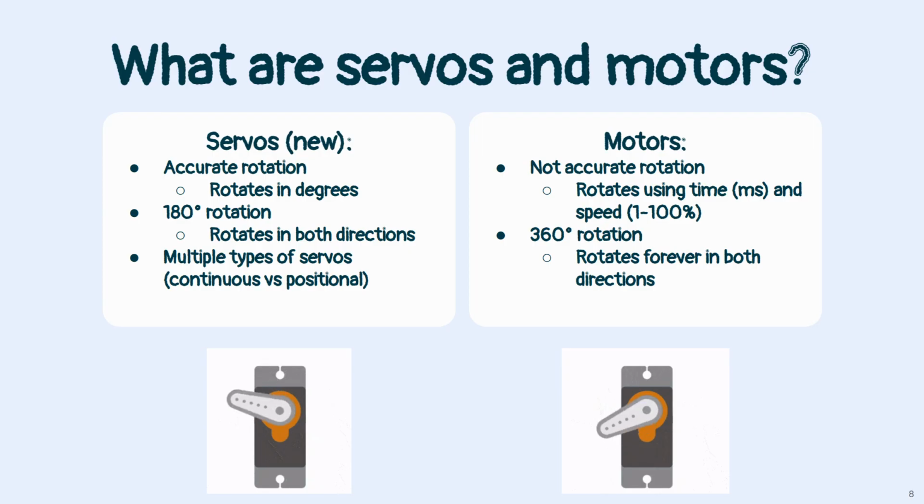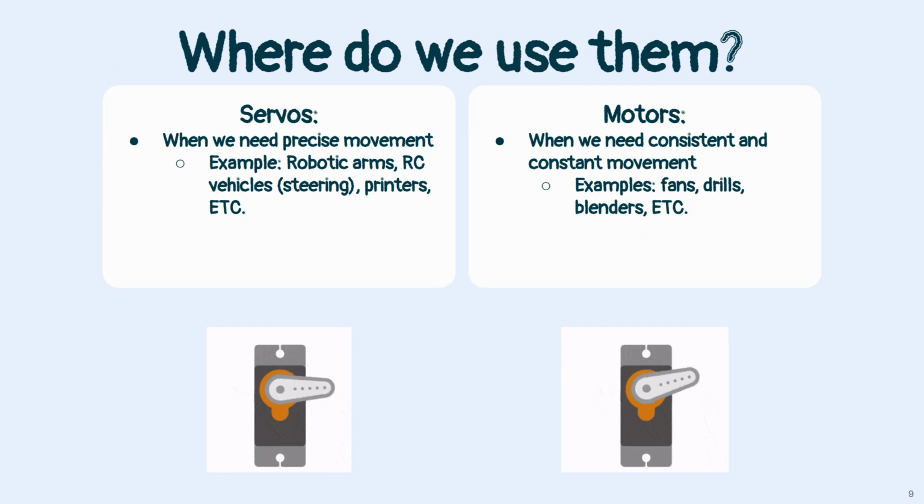Now that we know what motors and servos are, we need to know where we use motors and servos. Well, for servos, we should be using them whenever we need precise movement, like in robotic arms or RC vehicle steering. On the other hand, if we need consistent and constant movement, we should be using a motor. For example, with fans, drills, or blenders.